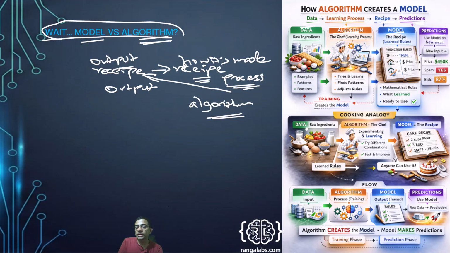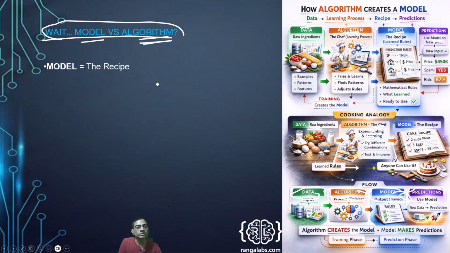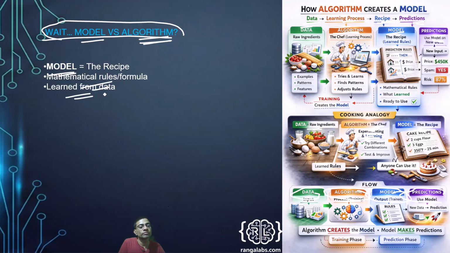If you see the data, it is the raw ingredients, and the algorithm is the chef, or in this case our grandmother, who is experimenting and learning, and then she gives you the recipe. Finally you can use it. In the case of data, again you have the data, then the algorithm which processes, then you get the model and you do the prediction. The model is the recipe, the final product of the algorithm. The recipe itself is the final product, and the output is another final product which we get by querying the model.